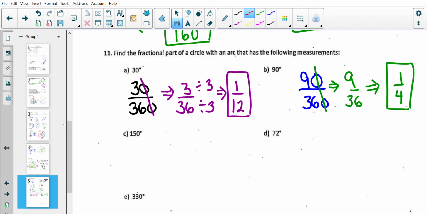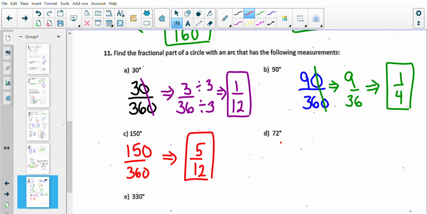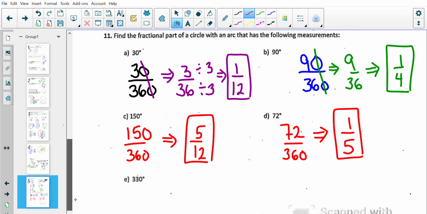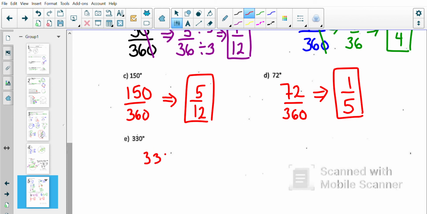Okay, let's do a couple more. 150 out of 360. We are going to simplify that all the way down to 5/12. 72 out of 360, we're going to simplify that all the way down to 1/5. And 330 out of 360 will simplify down to 11/12.